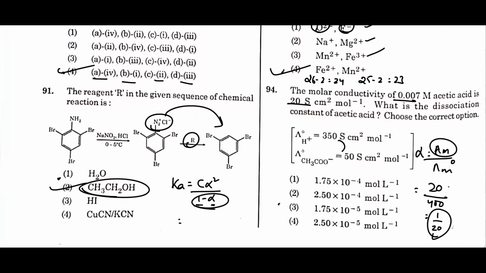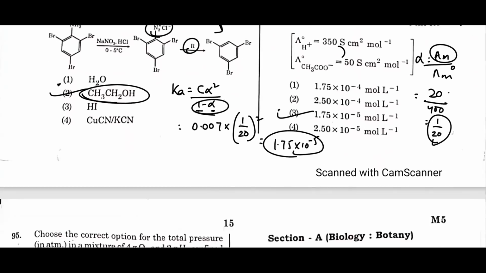And concentration is given 0.007 into alpha value is 1 by 20 whole square. This upon solving will be getting 1.7 into 10 power of minus 5 mole per liter. Option 3 is the correct answer.